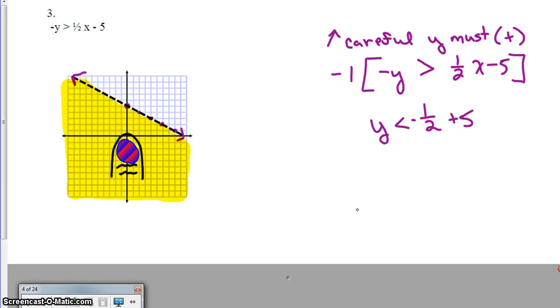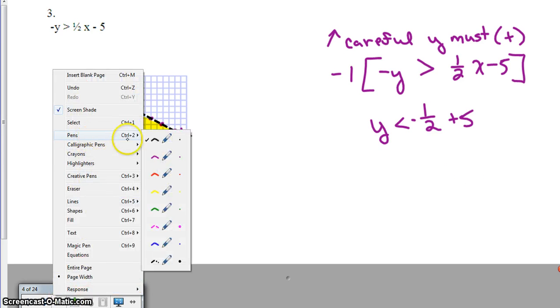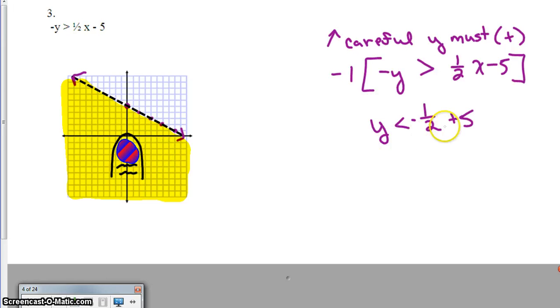Don't forget on this one that y must be positive. That's why you have to use the multiplication property of -1. And then this becomes y is less than -1/2 x plus 5. Use slope-intercept format to draw the line. Make sure that the line is dotted because this is an open half plane. And then don't forget to find your test point.